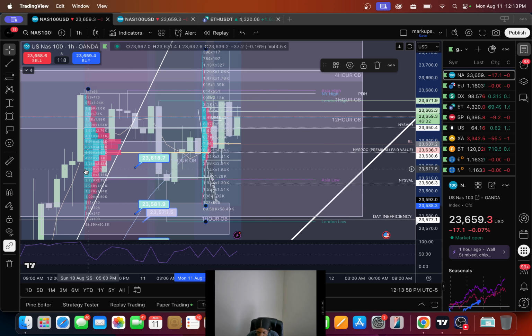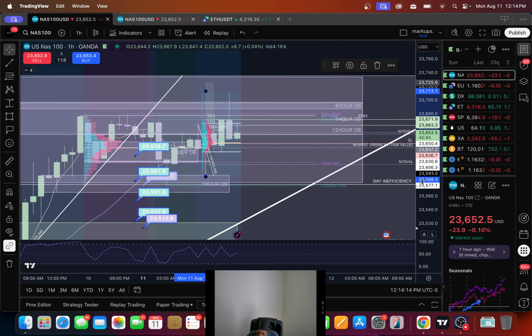drawn out from 5 p.m. to 8 o'clock. So that gave me more confirmation that price would be bullish today, or during this New York session at least. So you can kind of see it a little bit better here.